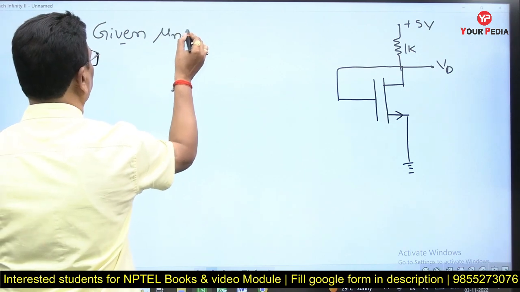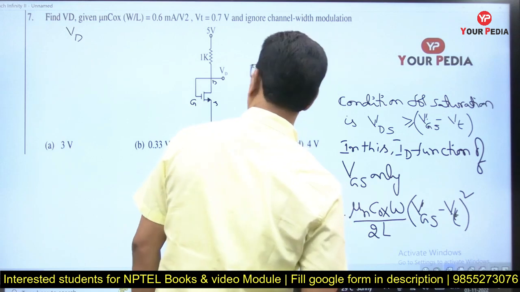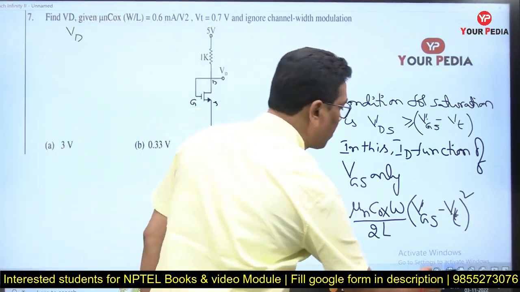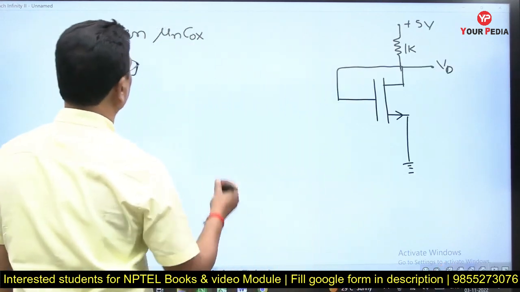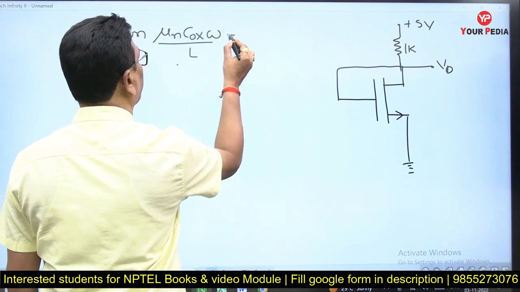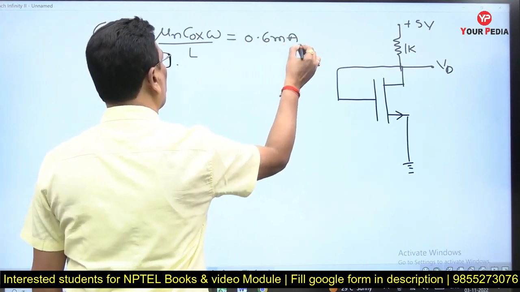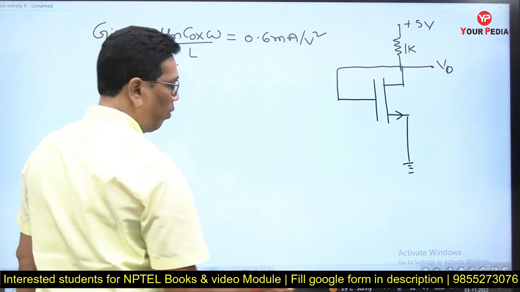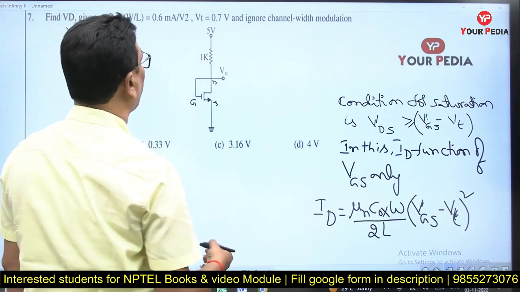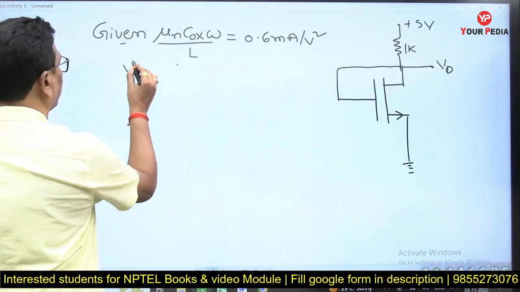Mu n COX W by L should be called the transconductance parameter he has given. It is 0.6 milliampere per volt square. This is completely called the transconductance parameter. And what about the threshold voltage? Threshold voltage is given as 0.7 volt.